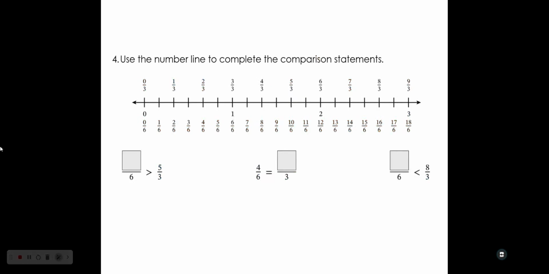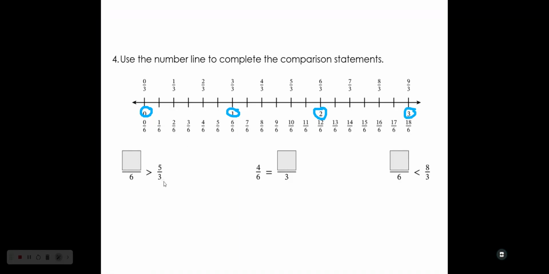Question 4. Use the number line to complete the comparison statements. So here, they're giving me another number line, and I just have to fill it in. So you're going to notice that one of these fractions is blank. Okay, so the 6s are at the bottom, the thirds are at the top, and they've put our whole numbers here, okay? I like to circle my whole numbers so I know where they are.